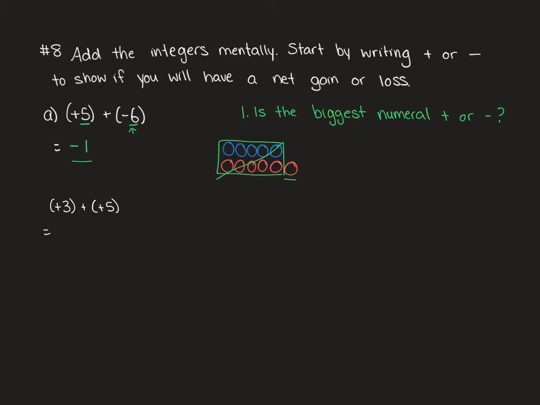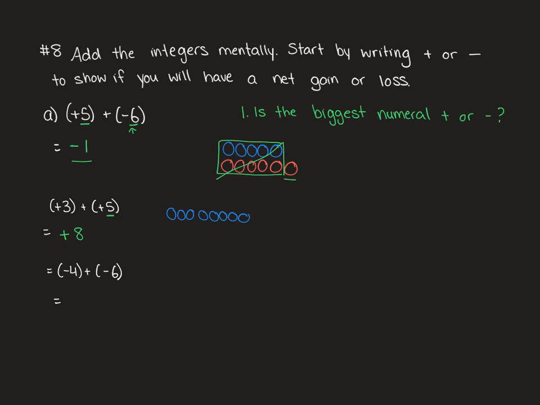Now, if we're adding 2 positives, I can still look and say, is the biggest numeral a positive or a negative? Well, I've got a 3 and I've got a 5. A 5 is bigger and it is positive. Now, if I gain 3 and I gain 5 more, I have gained 8. And I could confirm this with my integer chips. I've got 3 positives, and then I have 5 more positives. Together that makes 8 positives.